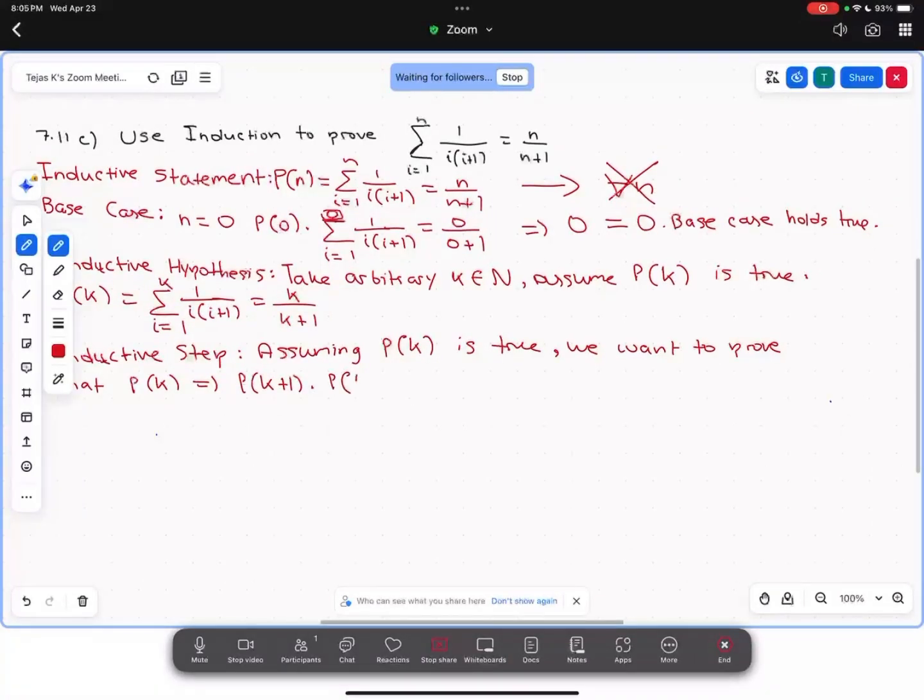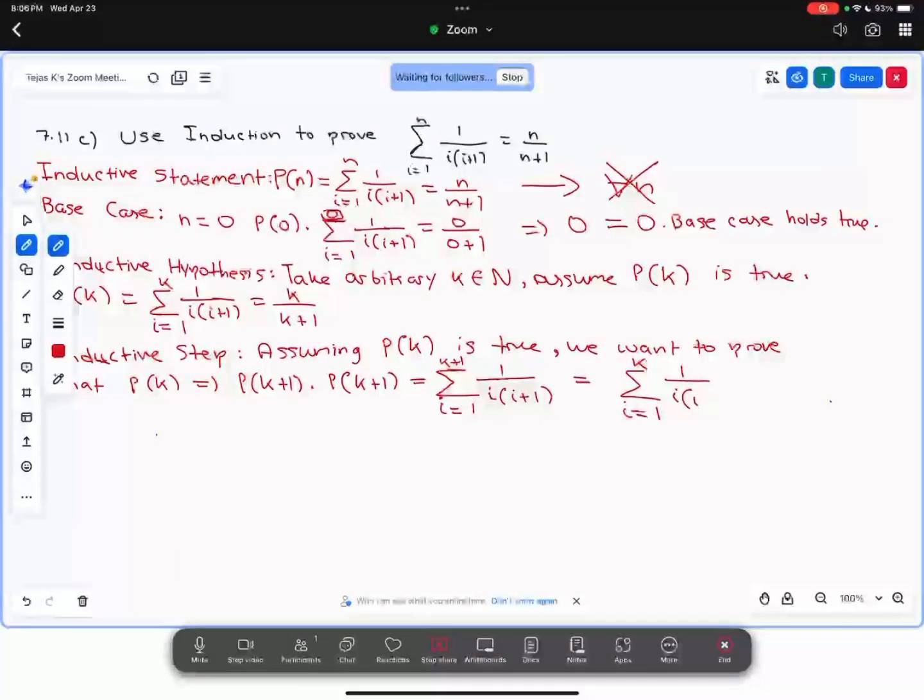So what can P of k plus 1 be written as? We want to prove the left-hand side of P of k plus 1, which can be written as the sum from i equals 1 to k plus 1 of 1 over i times (i plus 1). And this can be split into two parts: the sum from i equals 1 to k of 1 over i times (i plus 1), plus 1 over (k plus 1) times (k plus 2). So how do we get to this?